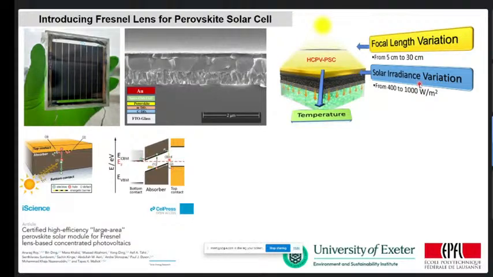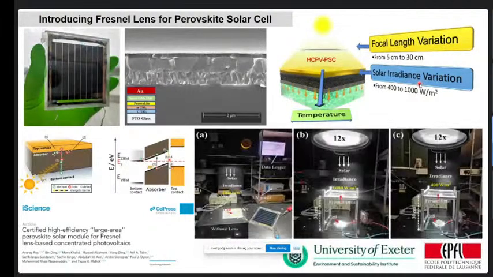We vary the focal length between the lens and the cell, and also the irradiation. So what is the power of the light coming? Is it low, high, medium? The power actually reflects the practical day. Is it a cloudy day? Is it a full sunny day? Is it a rainy day? Accordingly, your sunlight intensity can change.